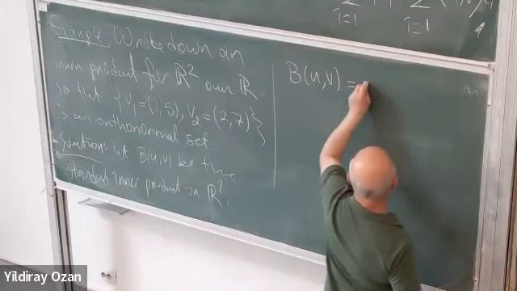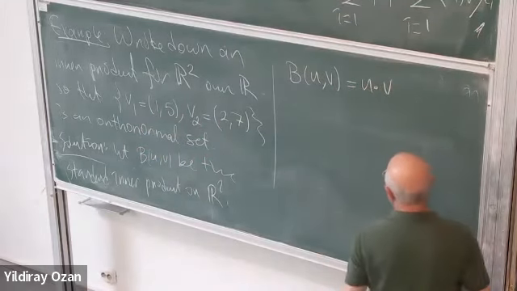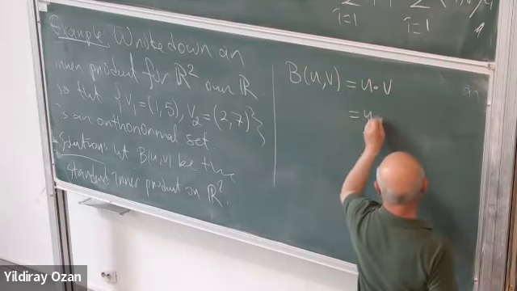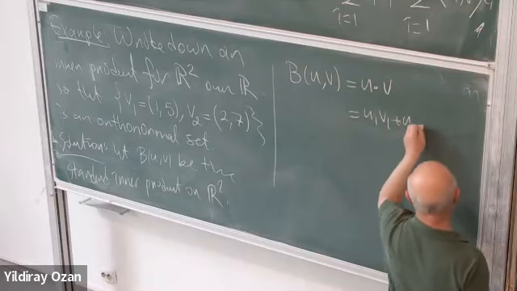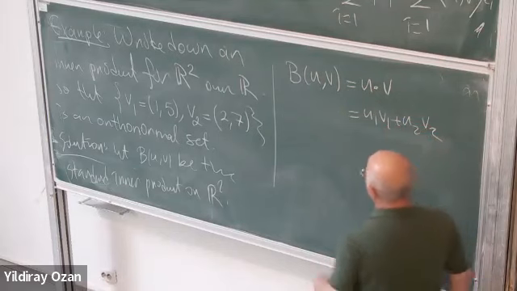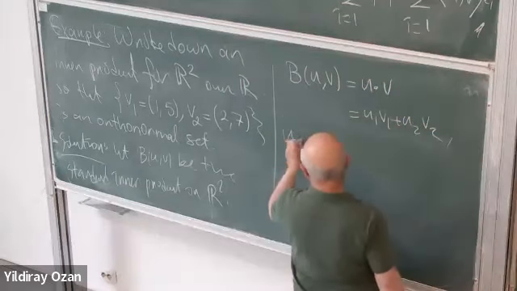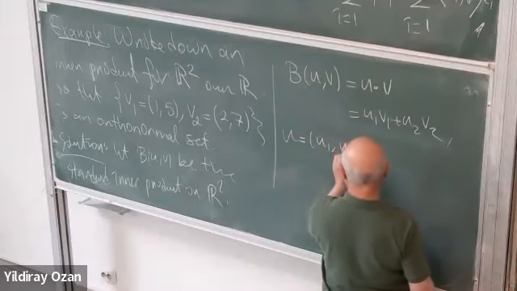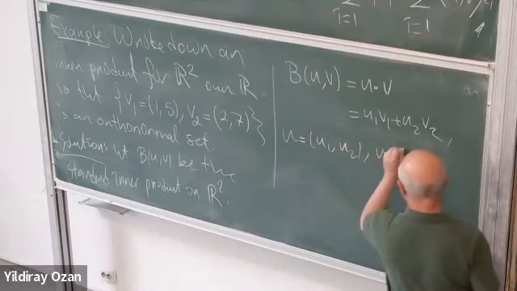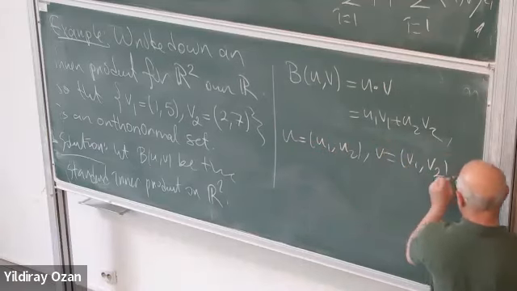You just do that, okay? Which is just u1 v1 plus u2 v2.